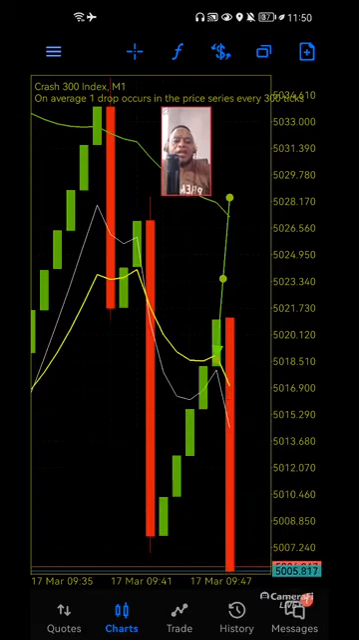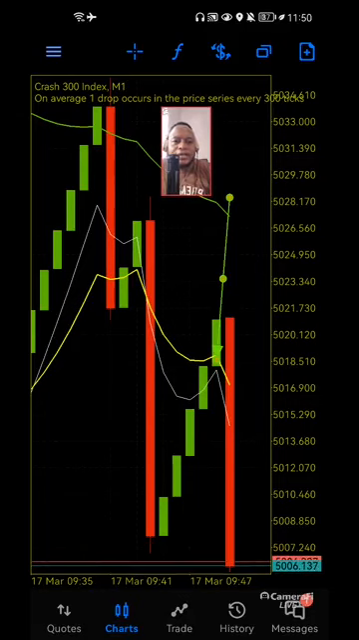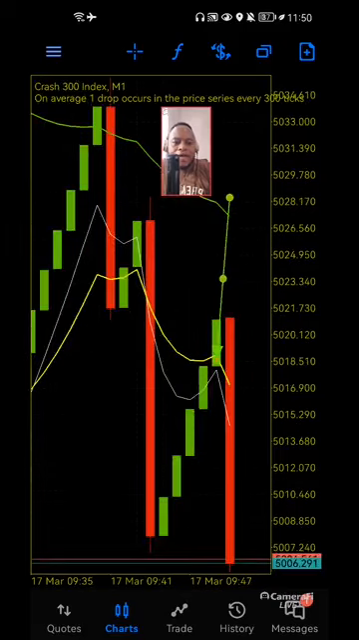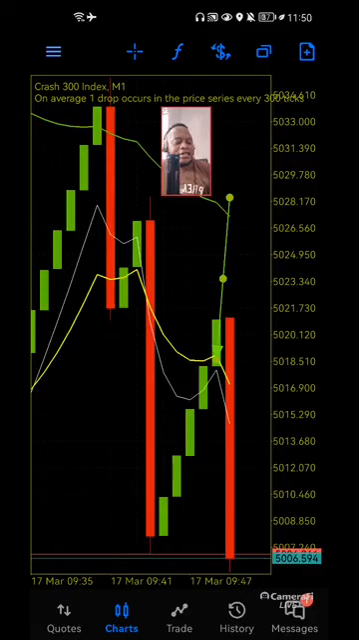Spike. You ate your spike. No problem. Crash 300, there is your spike. Where are you guys? I can't see you guys for motivation. Crash 300 is a sell. There it is.